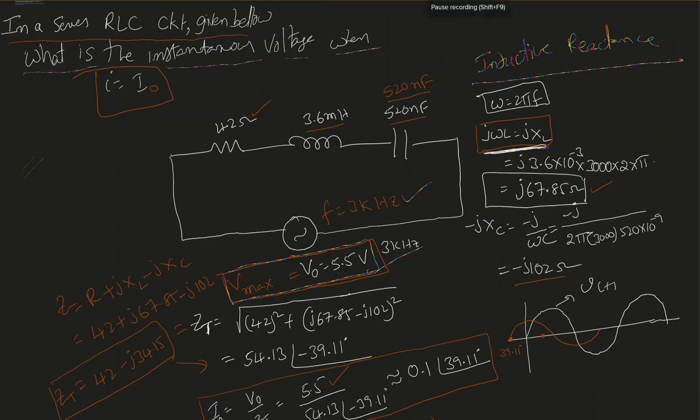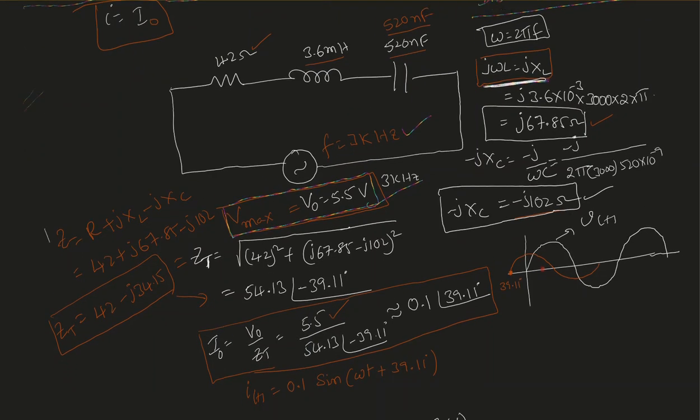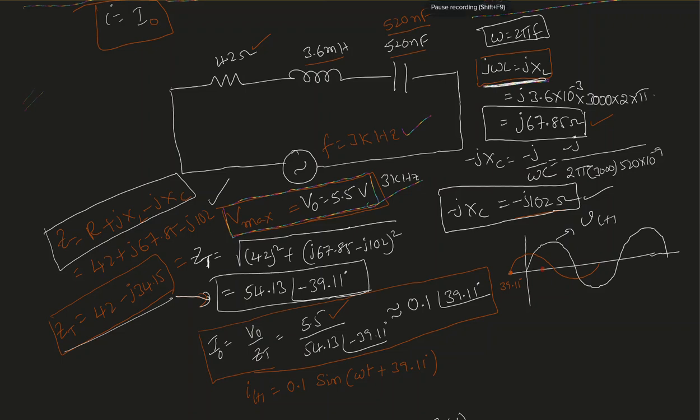Same thing with capacitive reactance. This is always minus jXC, which equals minus j over omega C. I found that value is minus j 102 ohms. Now the total impedance Z equals R plus jXL minus jXC. So 42 plus j 67.85 minus j 102. So Z total equals 42 minus j 34.15. That is in the rectangular format. Convert that into polar format, and we end up with 54.13 at an angle of minus 39.11.